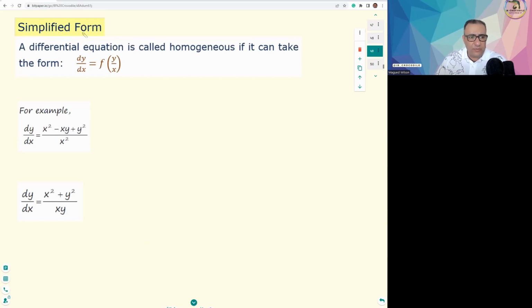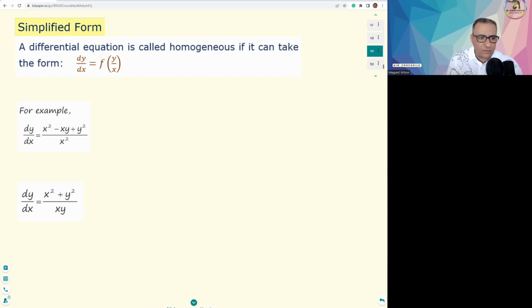So the simplified form says a differential equation is called homogeneous if it can take the form dy by dx is equal to f of y on x, okay, or y over x. So if you could rewrite the differential equation in this form, where you have dy by dx by itself on the left hand side, and you could see a certain function in y over x on the right hand side, so you can also say, yes, this is a homogeneous differential equation. I have a couple of examples here. Let's go through them just to get a clearer idea.